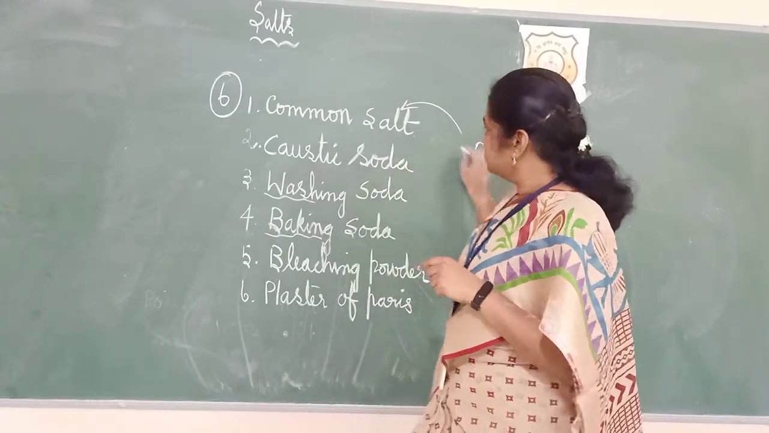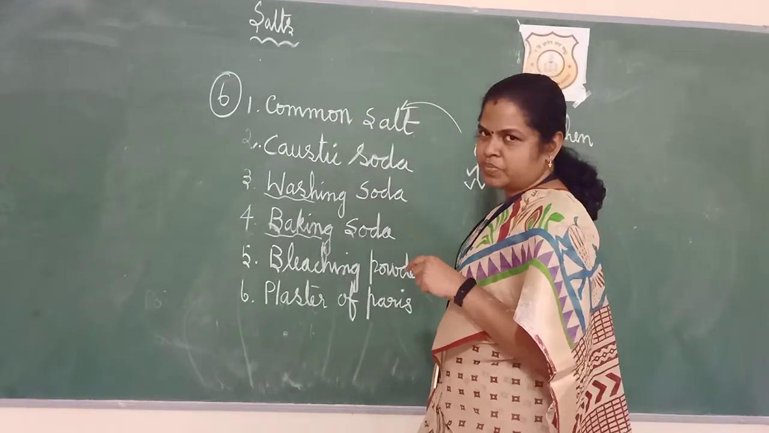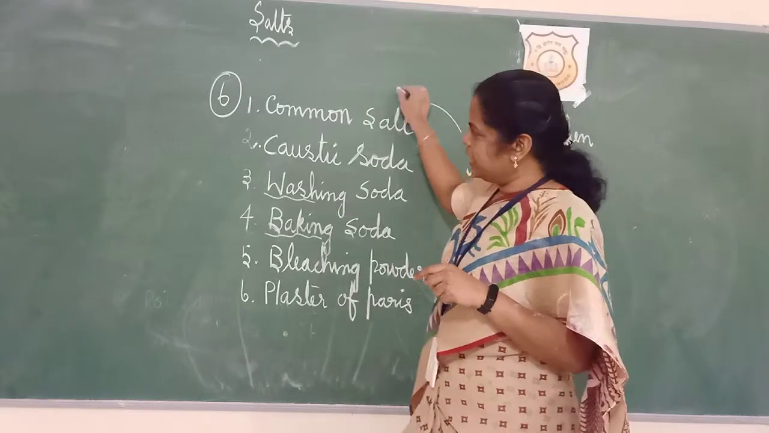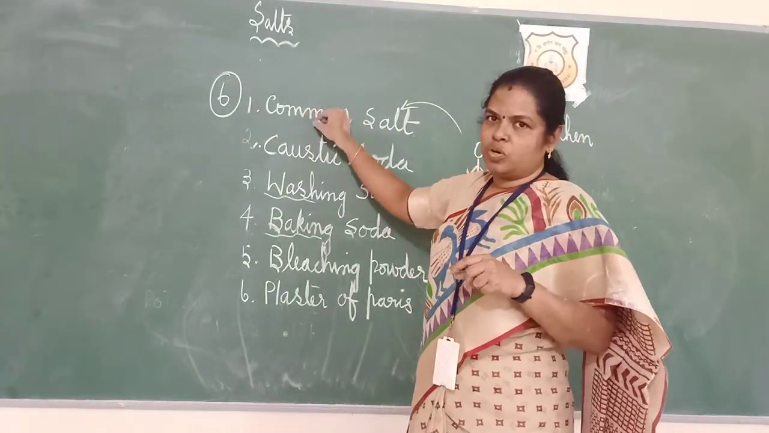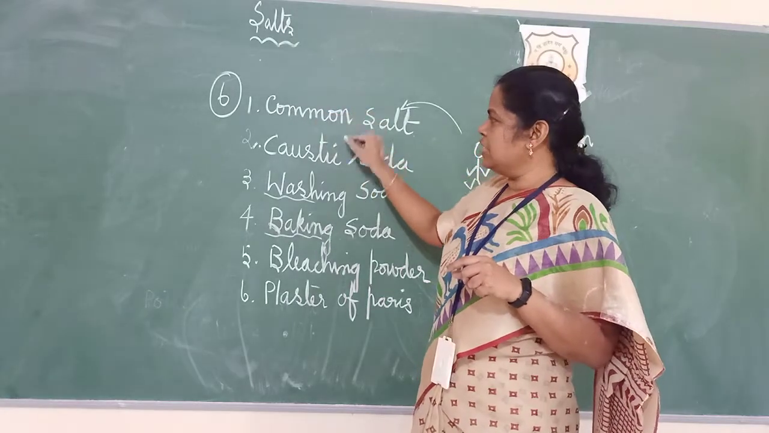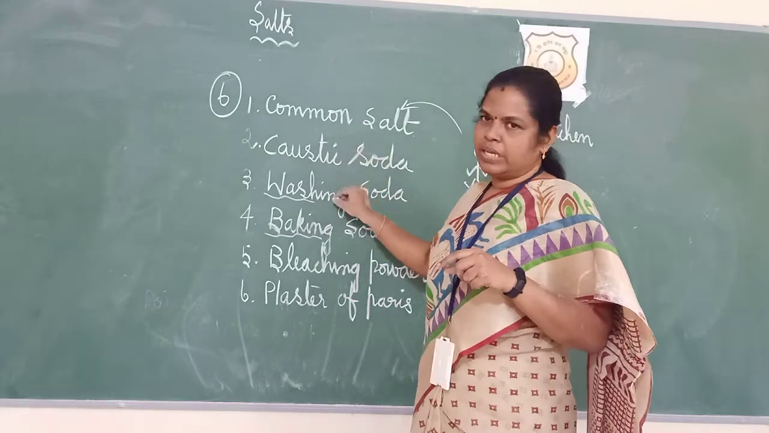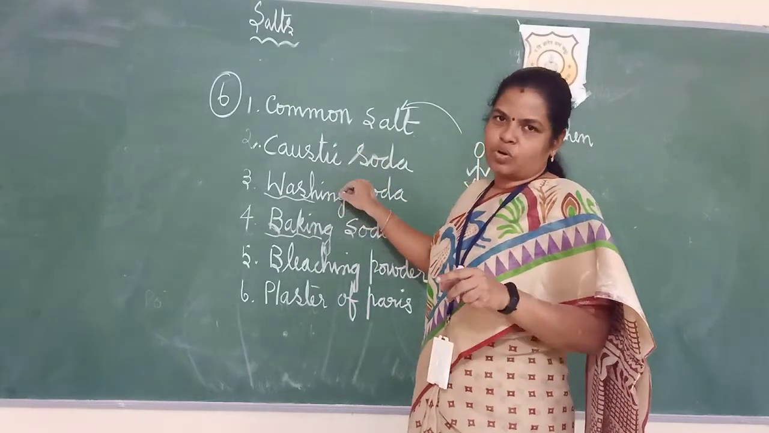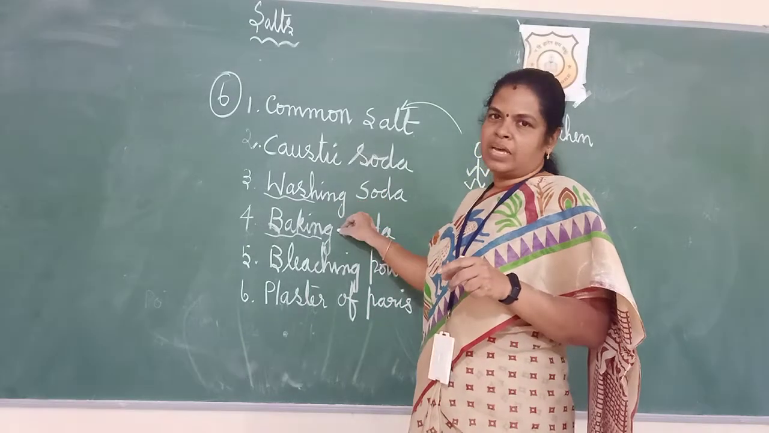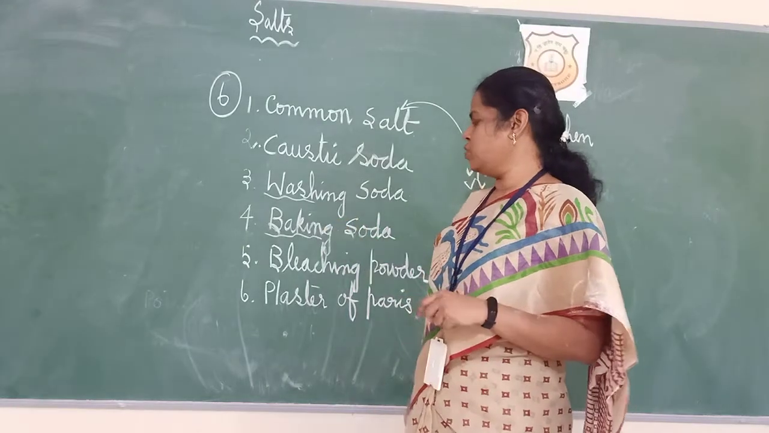So what happens? We will have a recap. First, child came near me and I have given one gooseberry. Child immediately went to the kitchen, took common salt bottle. Okay, this is common salt. Then the dress was very costly, so caustic soda, keep in mind. Then it spilled, so it should be washed. So washing soda. Then a sweet smell came. And what is the reason behind that? Mother is baking something, so baking soda.